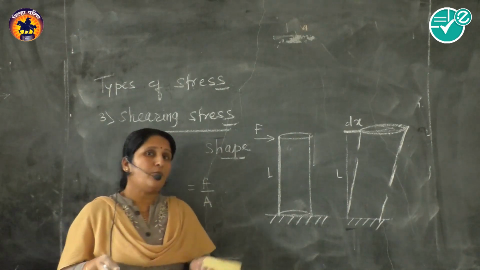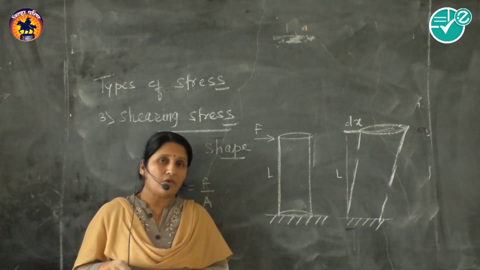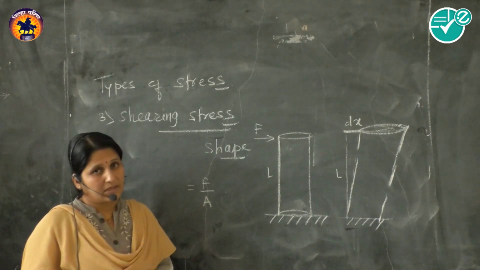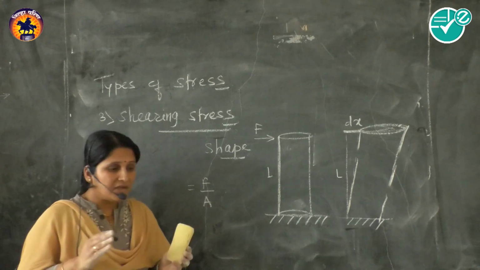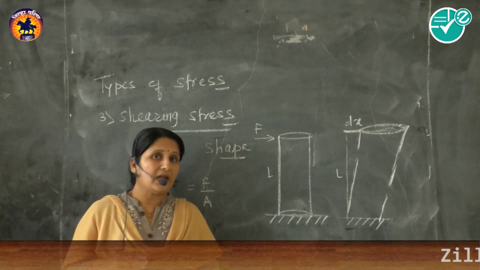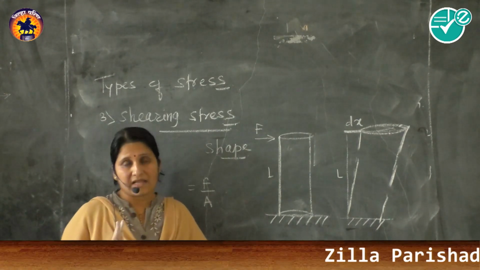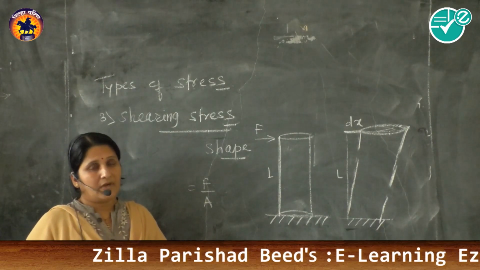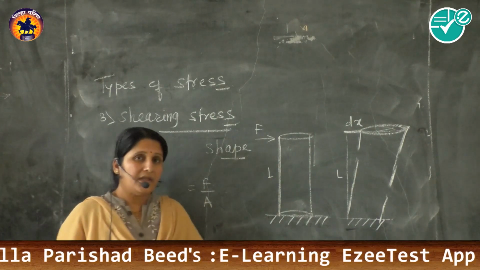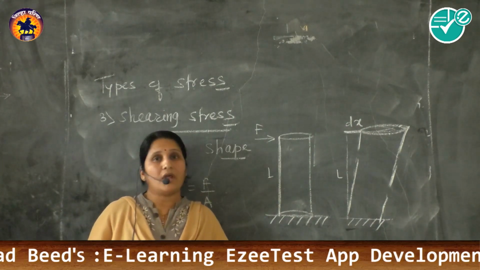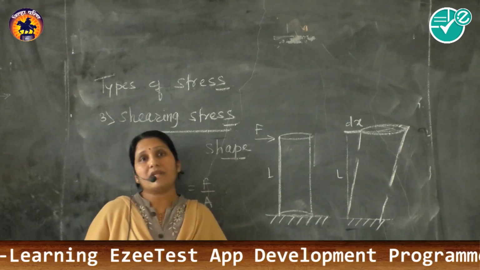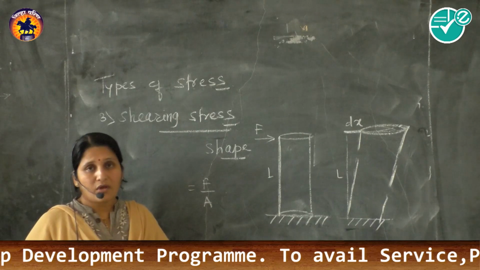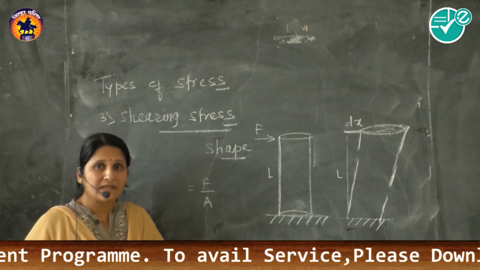The bodies which have the property of elasticity are called elastic bodies, and the bodies which have the property of plasticity are called plastic bodies. And the difference between elasticity and plasticity we also studied in this class. So in the next class, we will study what is strain, what are the types of strain, then what is Hooke's law, what are elastic constants, what is modulus of elasticity, etc.